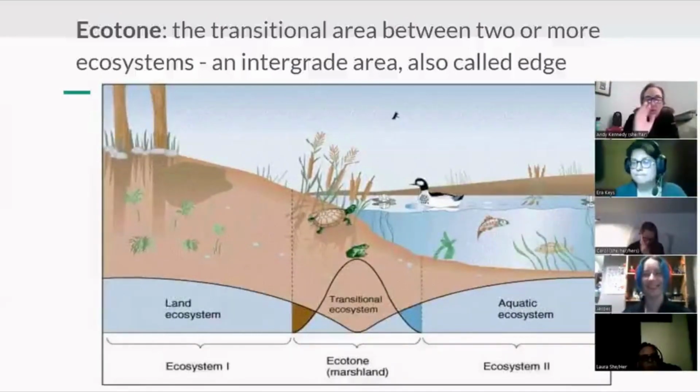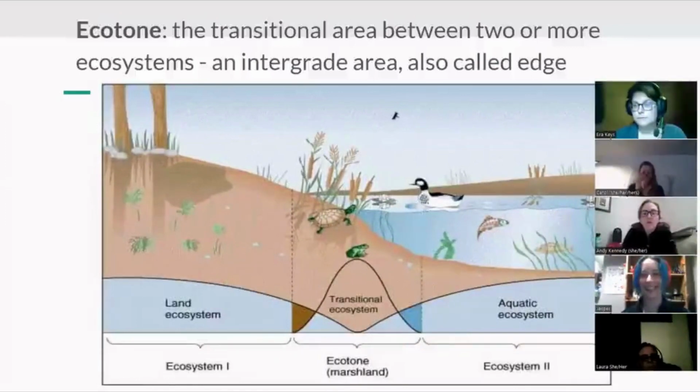Andy? Can you provide another example of an ecotone besides the edge between land and aquatic? So think of the land between a forest and a meadow.